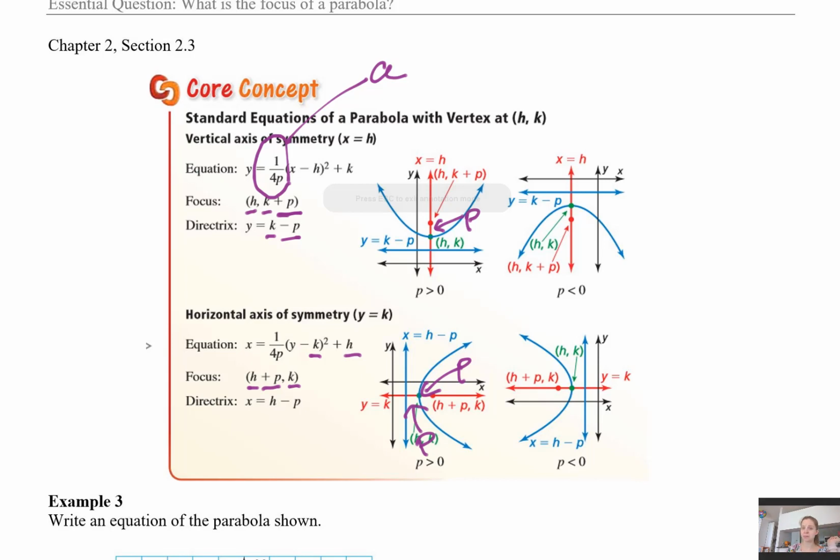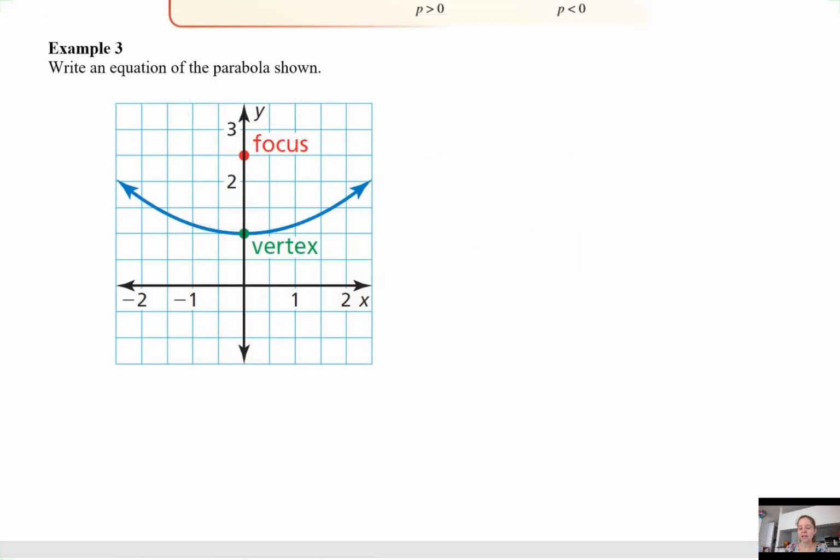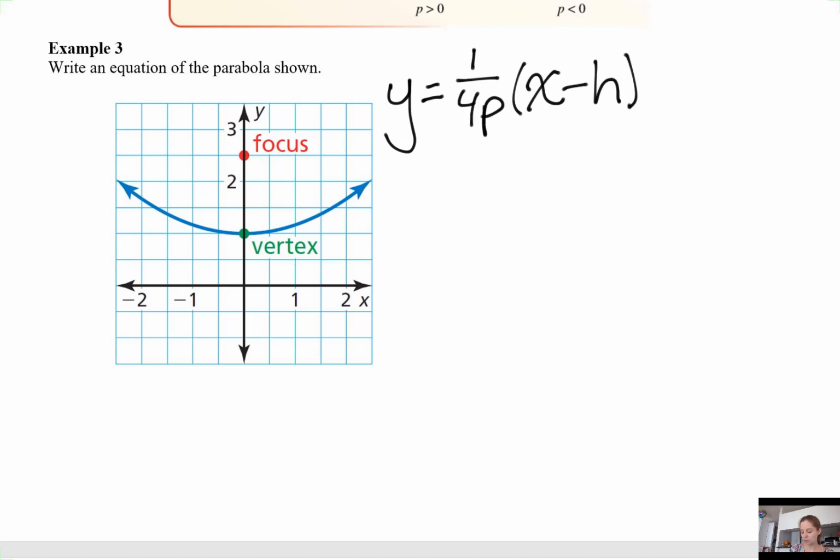And let's do some examples. Write an equation of the parabola shown. So we're given the focus, the vertex, and a sketch of the parabola, and we have to write the equation. Since this is a parabola facing upward, the formula I'm going to use is y equals 1 over 4p times (x minus h) squared plus k. h and k come from the vertex. So this vertex is (0, 1). That is my h and k.